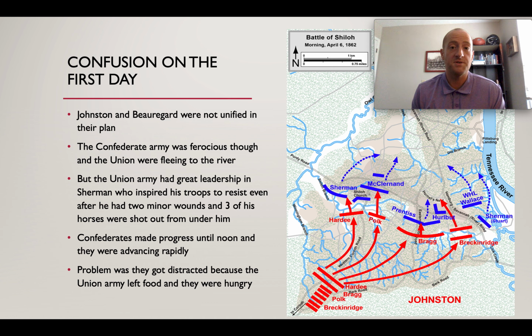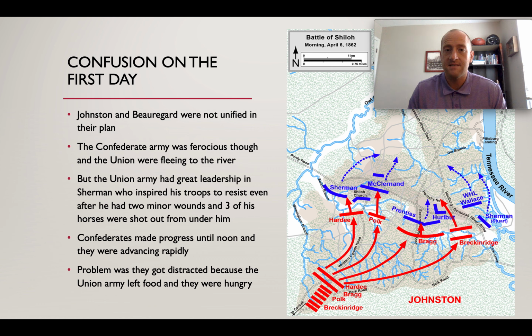The Confederate Army was ferocious, though, and the Union Army was fleeing to the river, which is great for them, but there were some problems with that. The Union Army had great leadership, and General Sherman inspired his troops to resist and to keep fighting, even though he had minor wounds and 3 of his horses were shot out from underneath him.